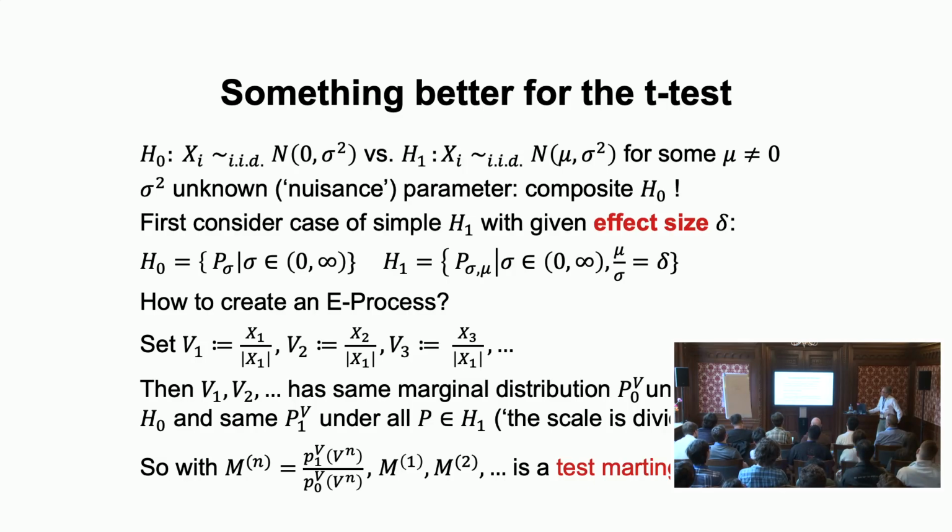And this may seem like magic now, but in a moment we will see general ways of coming up with things like this. So what we can do is, let's take for the alternative first a given effect size, which they often do, for example, in medical testing. So the effect size is a scaled mean. It's the mean divided by sigma, so it's kind of scale-free. So you assume the effect size is some delta. The null is again any normal with arbitrary sigma, and the alternative is any normal with this effect size.